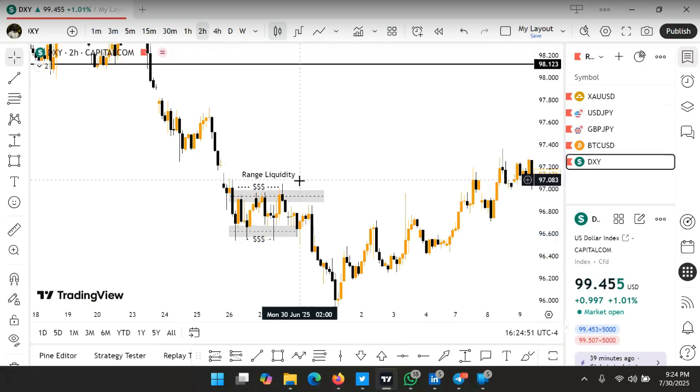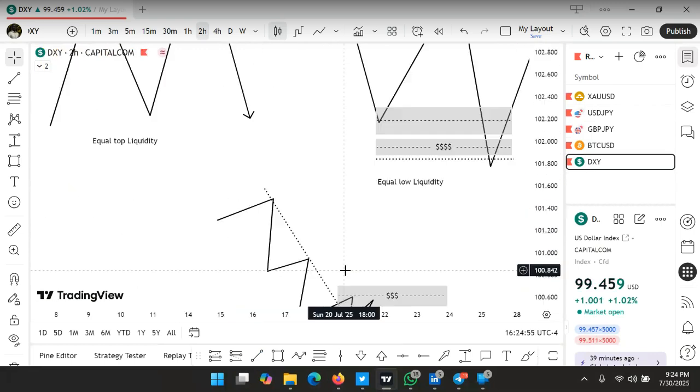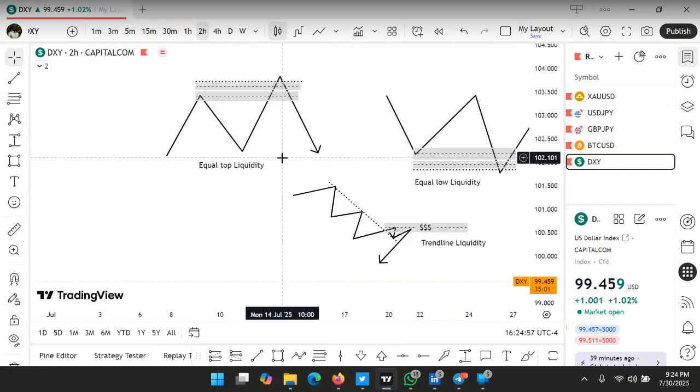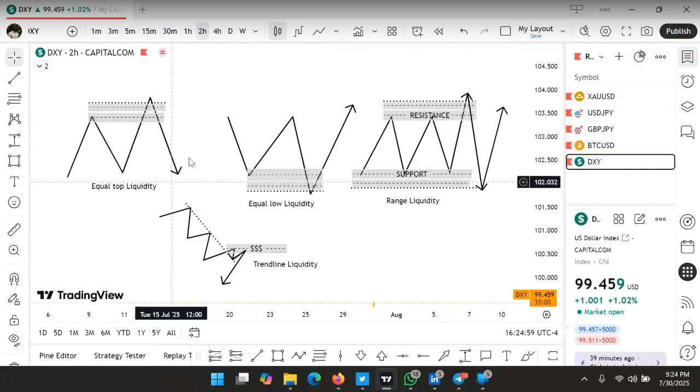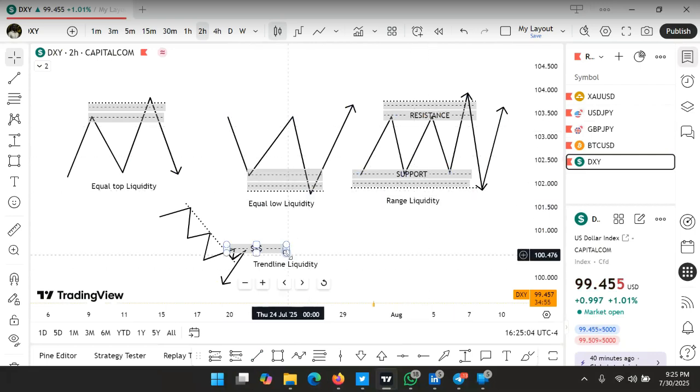So that's that for the types of liquidity. There are, as I said, 4 types: equal top, equal low, range liquidity, and then what? Trend line liquidity. So I think that's that for liquidity. If you have any questions, you can go on.